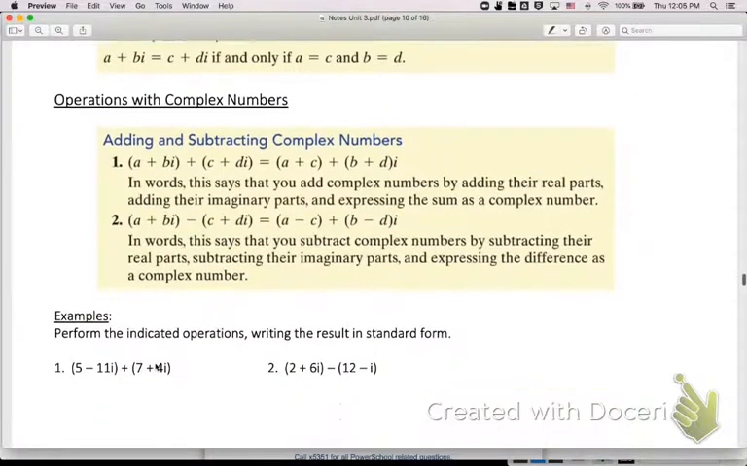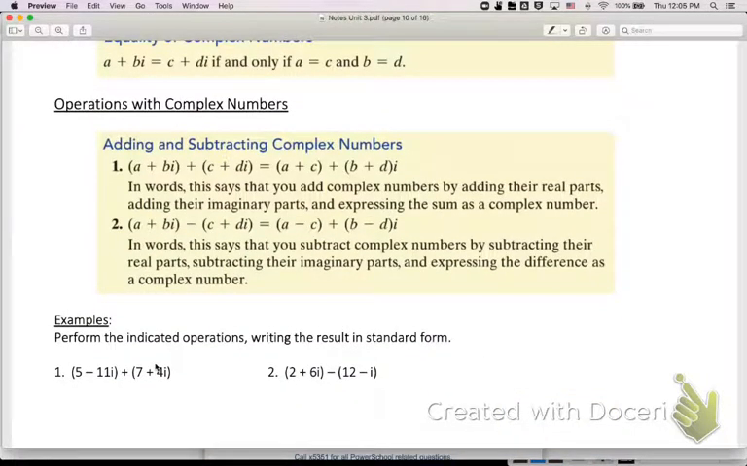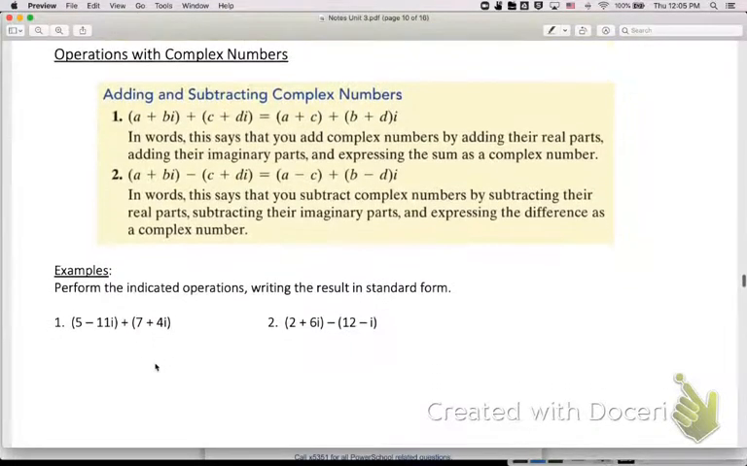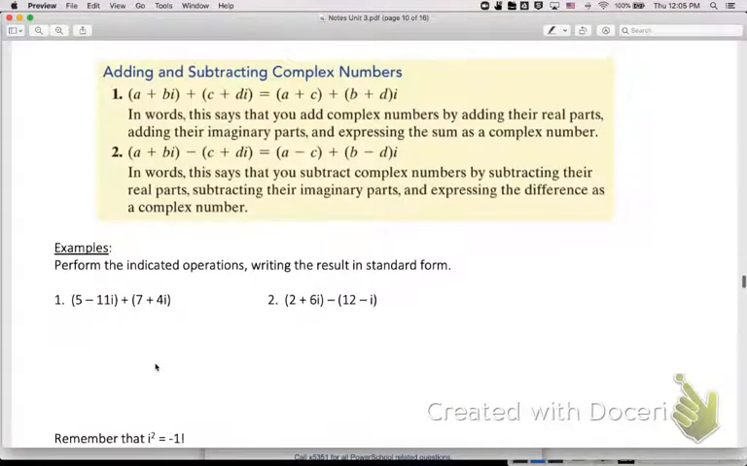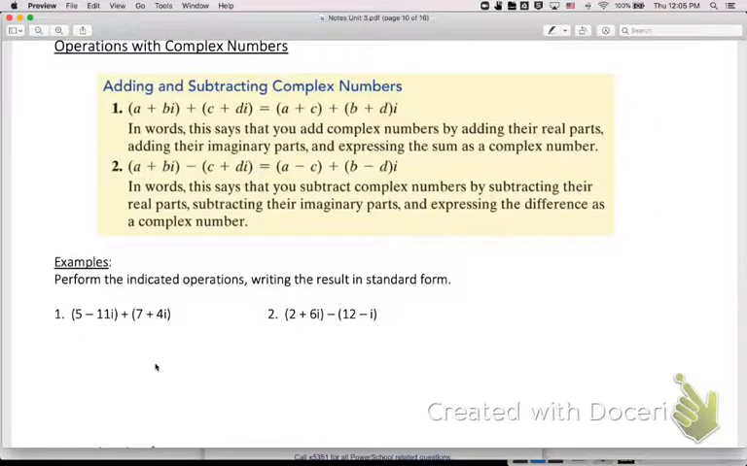All the operations with imaginary numbers work exactly the same way as they do with polynomials. So adding and subtracting is essentially just combining like terms. For example, if I want to add 5 minus 11i plus 7 plus 4i, we're just going to combine the like terms. The two real pieces, 5 and 7, give me 12, and the two imaginary pieces give me -7i. Make sure that the i always comes last because that's the standard form of a complex number.